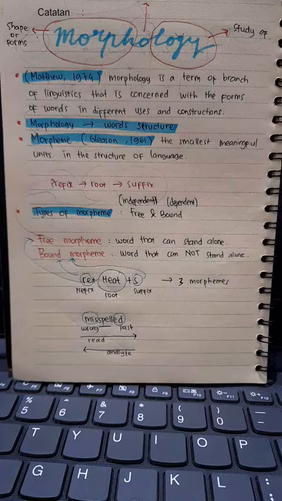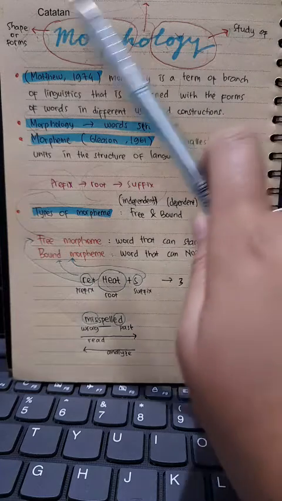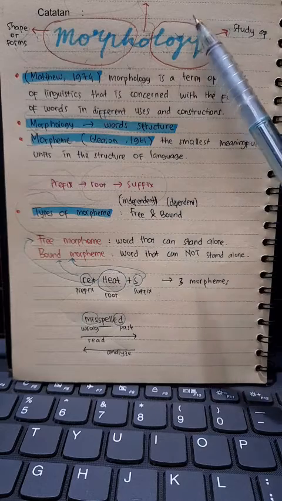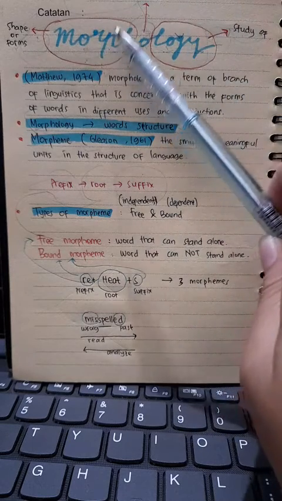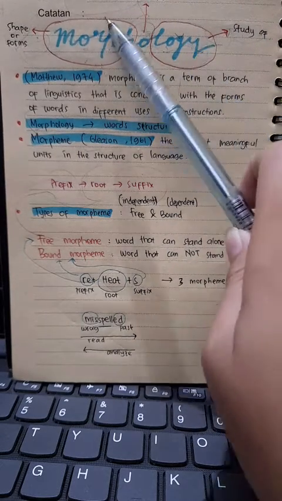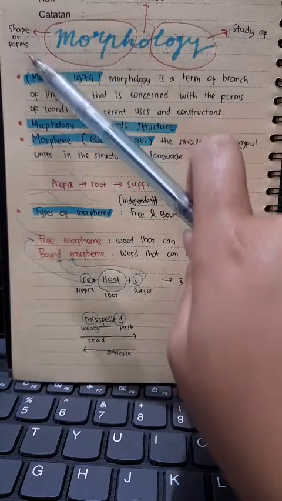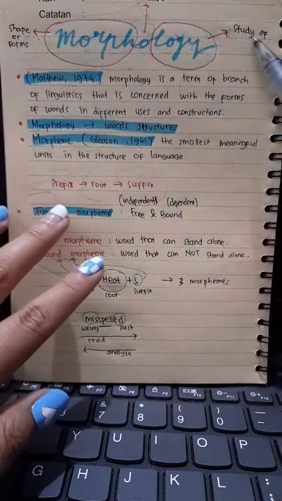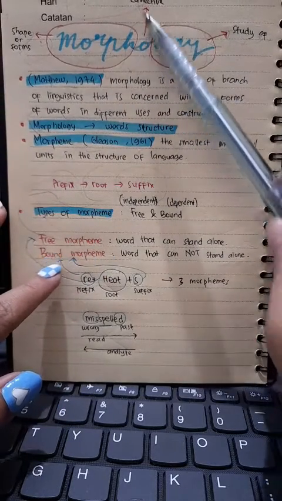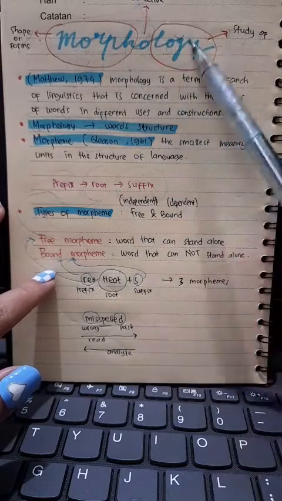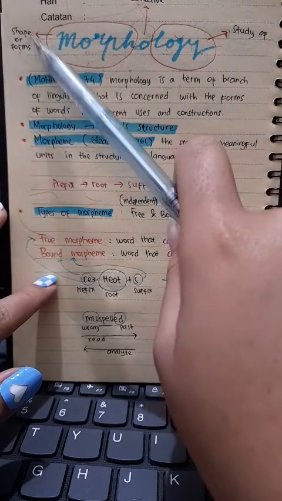In this video, I would like to explain a little bit about morphology for the mid-test of Introduction to Linguistics. So here I want to explain a little bit about morphology. Morphology is divided into two parts from the Greek: morph and logy. Morph is shape or forms, logy is the study of, and the O here is the connective. So morphology is the study of shape or forms.